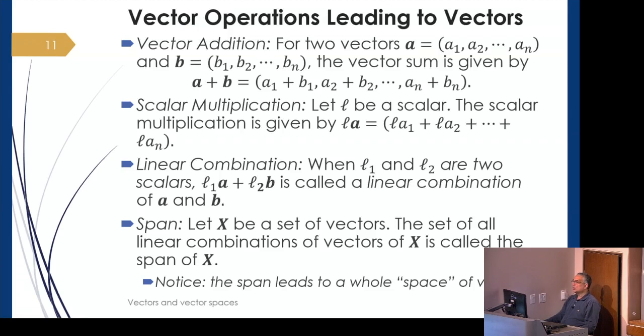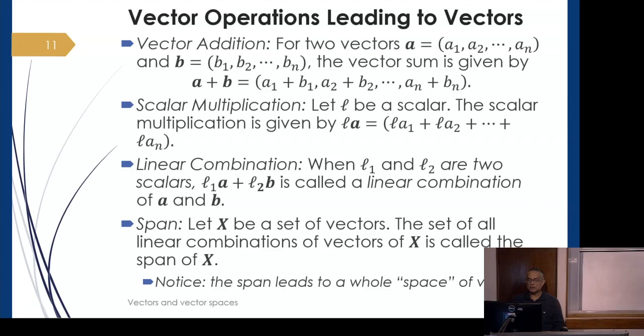Vectors have their own algebra that goes with them. So you can create new vectors from given vectors. So you can add two vectors. That's the most basic thing you can do.